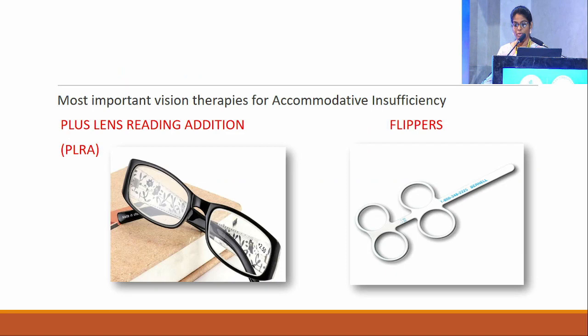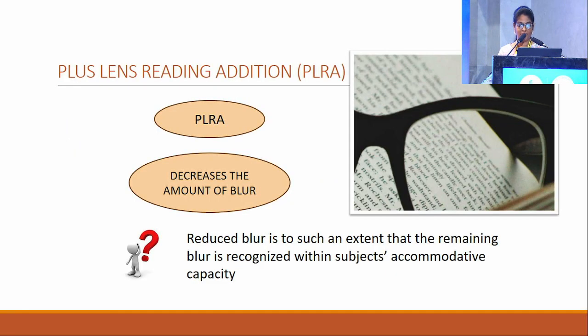Now, we will discuss plus lens reading addition and flipper glasses. Coming to PLRA, how does it work? It decreases the amount of blur to some extent, and this remaining blur is identified within the subject's accommodative capacity.